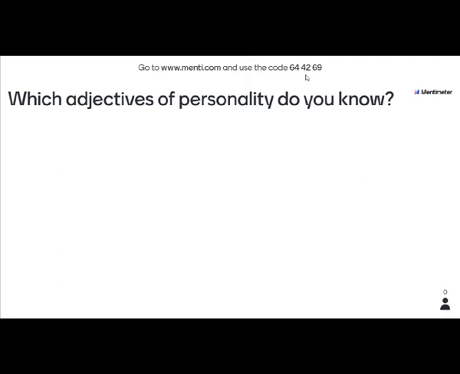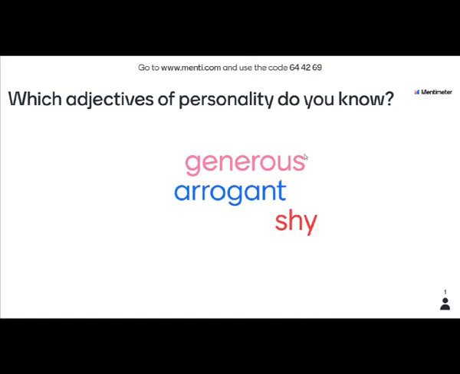So I have now on my phone got 3, I suppose you'd call it 3 bars, where I can write in my words. So I'm going to choose shy, arrogant, and generous. Okay, and when I submit them, they are going to come up here, and it's going to make a word cloud. Okay, so all the words that your students have will come up on the screen.